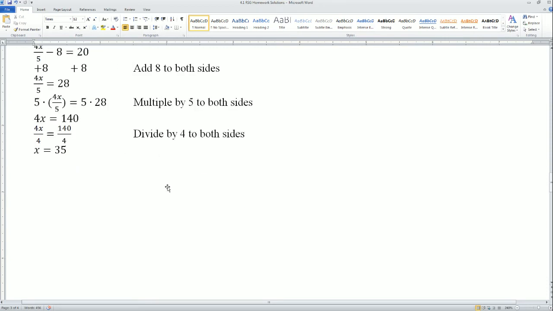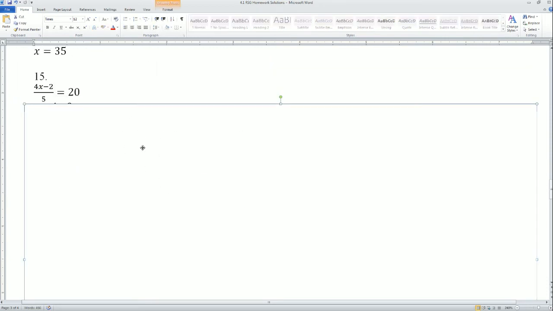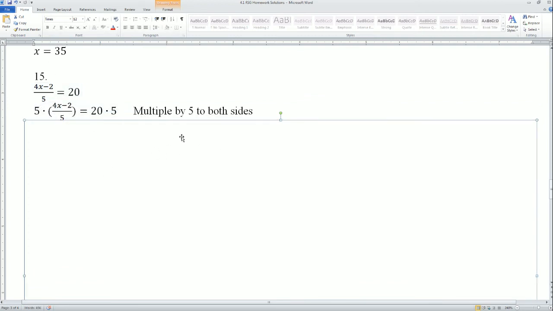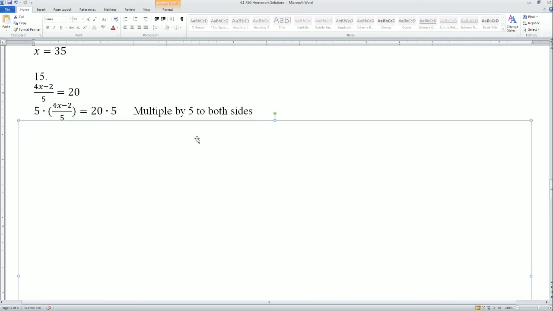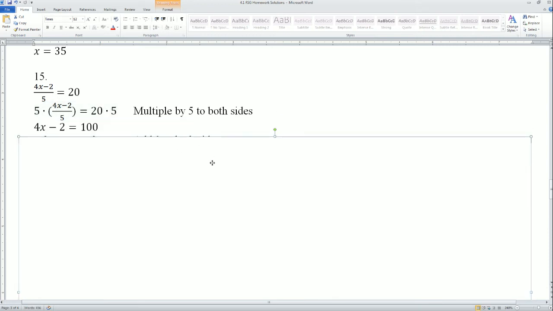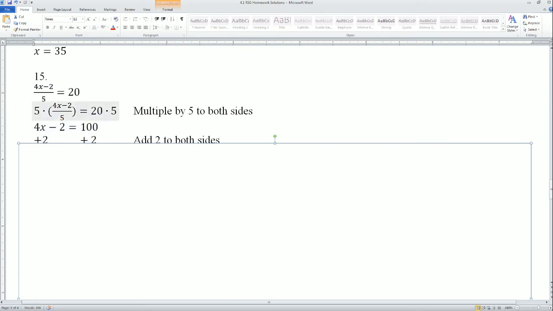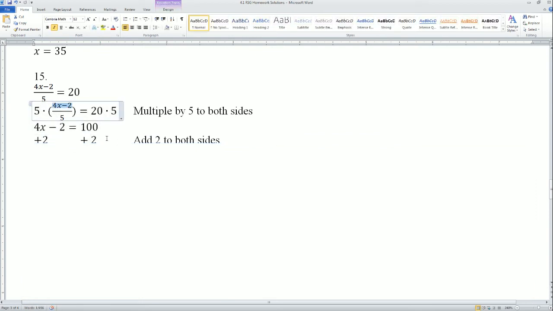All right. 15. What's the most outward thing here? Is that divide by 5. So my first step is to multiply by 5 because that is the inverse of divide by 5, right? So multiply 5 to each side. 4x minus 2, right? Because the top is left alone. 5 over 5 just becomes 1. 20 times 5 is 100.